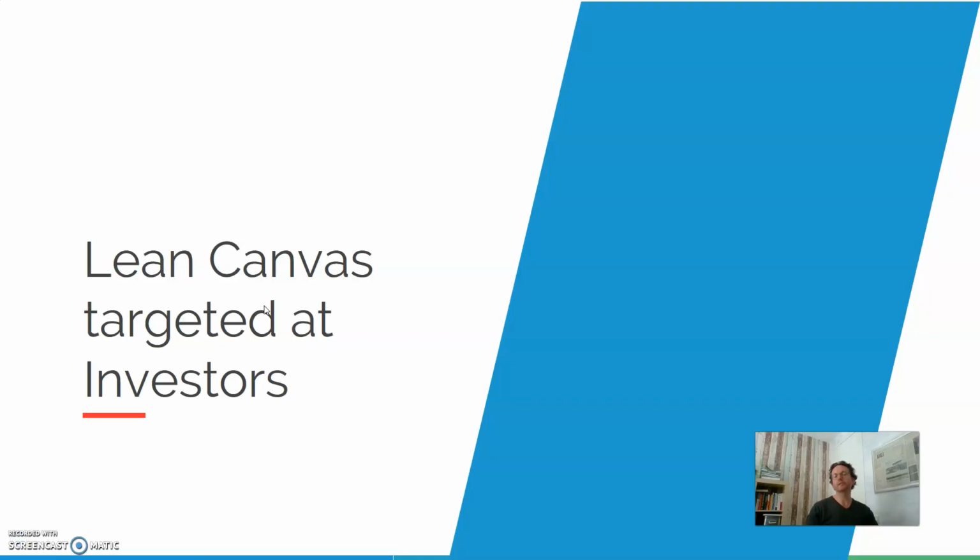The Lean Canvas was developed by Ash Maurya specifically for startup companies. The Lean Canvas is targeted at investors. Startup companies can use the Lean Canvas to pitch their ideas in front of investors. Therefore, a couple of building blocks are different to the business model canvas.